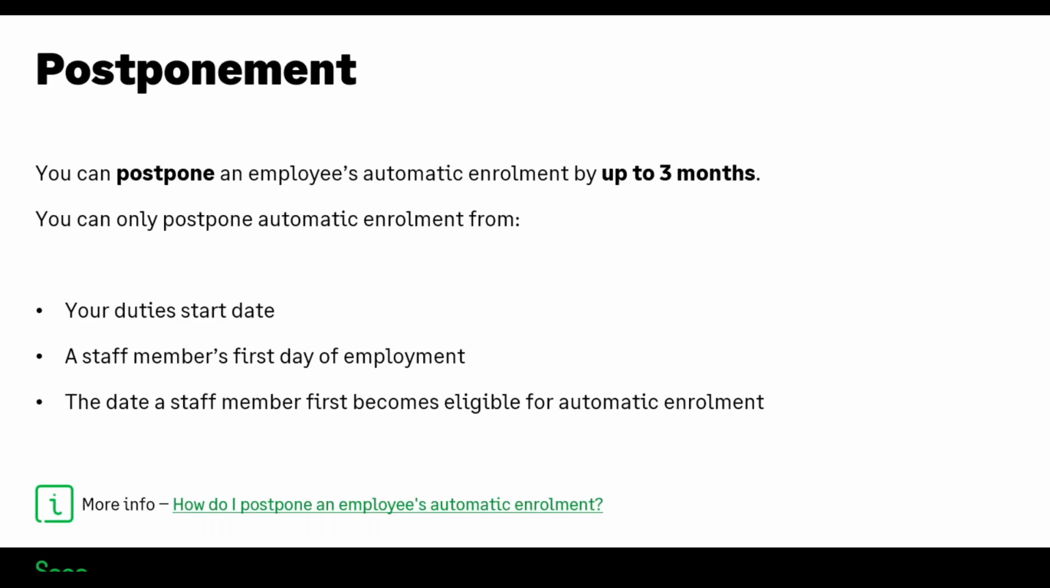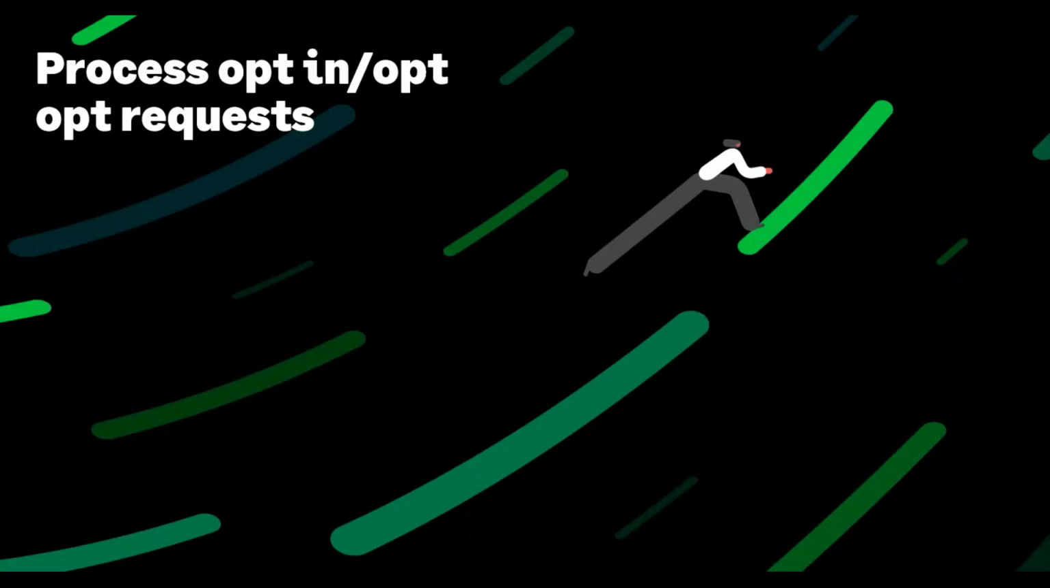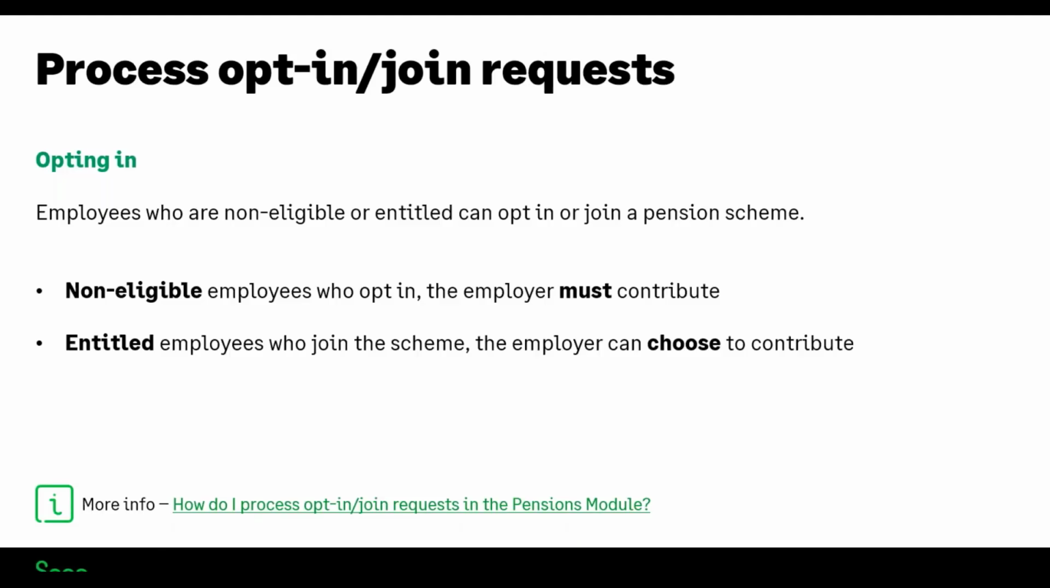So that's kind of a little overview of postponement. And while we're on the slides, we'll take a look at opting in and opting out as well. So opting in or joining the scheme, I did touch on this before, is for employees who are non-eligible or entitled. Non-eligible employees have the option to opt in, and they can do this by writing to you, the employer.